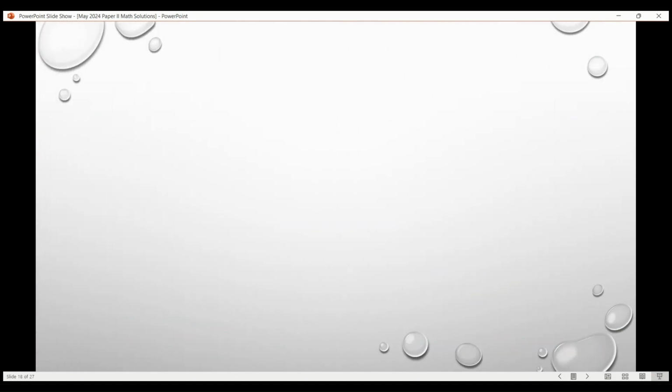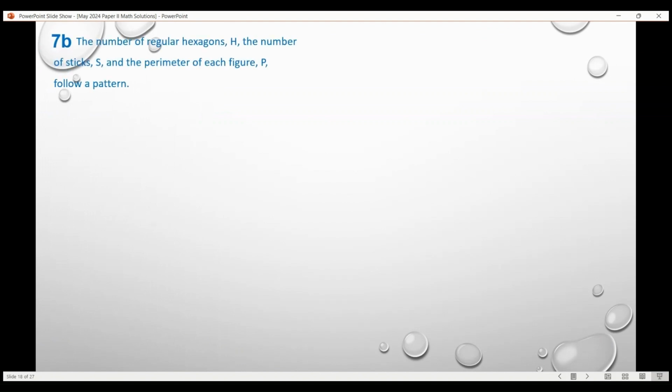Let's now go on to the next part, where they're telling us that in 7 part B, the number of regular hexagons H, the number of sticks S, and the perimeter of each figure P follow a pattern.